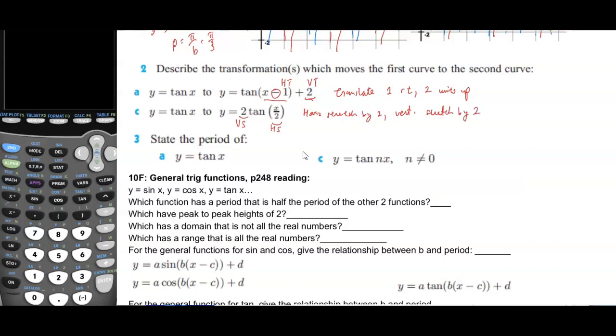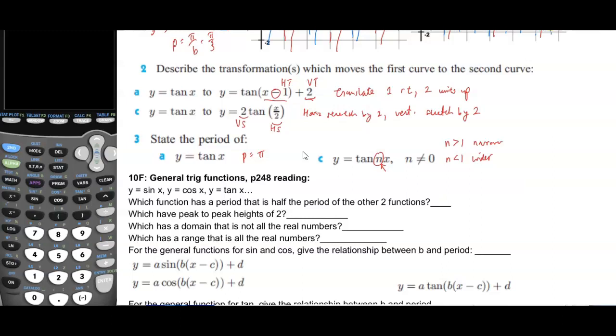Okay. Number 3, state the period of y equals tangent of x. We know that the period is pi, right? If it was sine or cosine, it would be 2 pi, and if it's tangent, it's pi. What about for the function tangent n times x? So n is going to make the tangent function narrower or wider. In the case that n is bigger than 1, it would make it narrower, right? And in the case that n is less than 1, it would make it wider because of bizarro world. It's opposite, right? What is the period in this case?